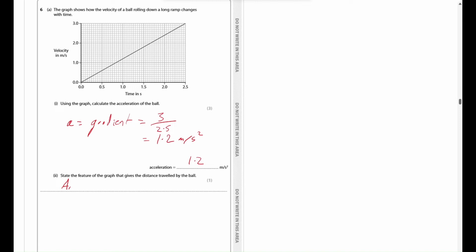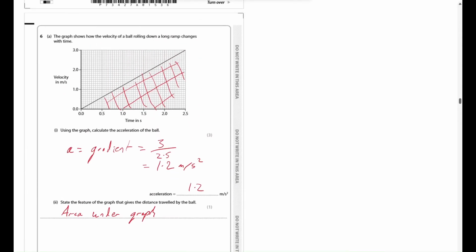Okay, the other thing you need to know for the velocity time graph is that the area under the graph is the distance covered. So area under the graph is what you want to say for this one, and by that I mean the shaded area here. You're going to be working that out in the next question, this triangle.